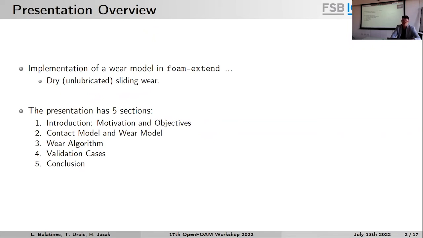So this presentation has the following five sections, which you can see here. And in the introduction, I'm going to talk about the objectives and the motivations behind the research. Then I'm going to talk about the contact model and the wear model, and how they join together into the wear algorithm. Then we're going to look at some validation cases, and lastly, reiterate everything in the conclusion.